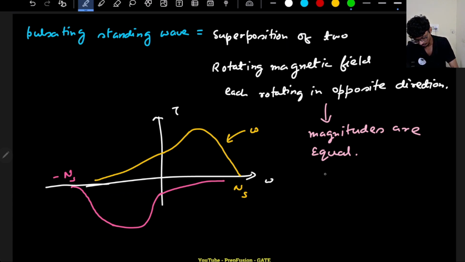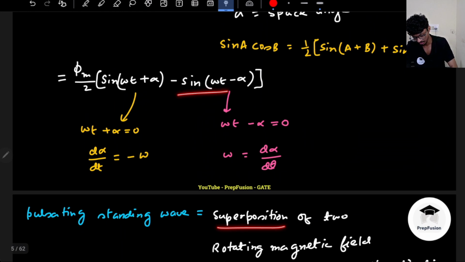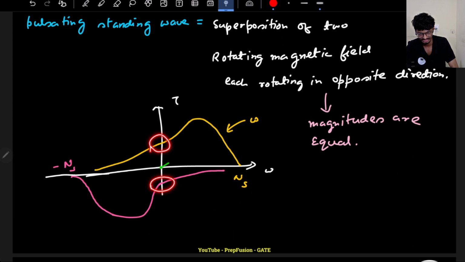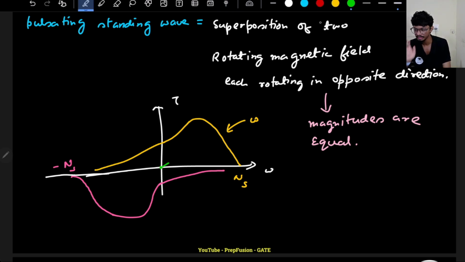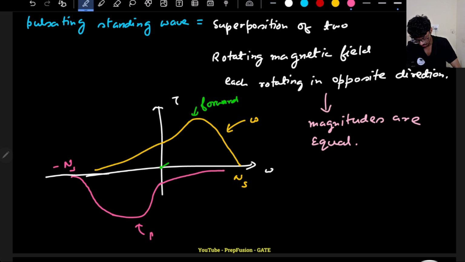So what will be the superposition? Torque will be a combination of these two, because it is a superposition, an addition. So overall torque here at the starting will be 0, because this is plus T starting and this will be minus T starting. It is a combination of two fields. One is known as the forward field, rotating in the forward direction, and the other one is rotating in the backward direction, that is why it is known as the backward field.